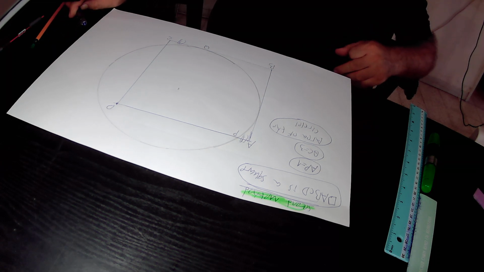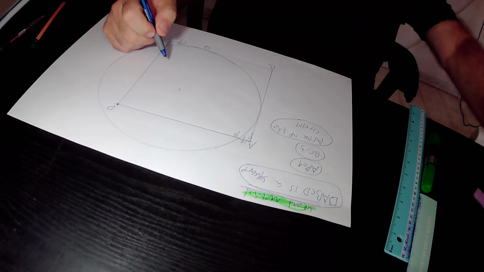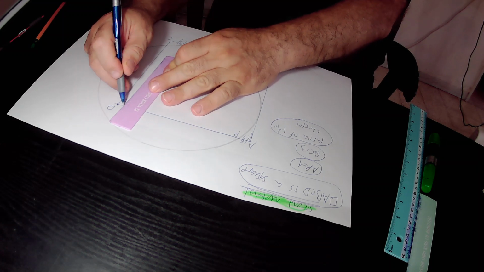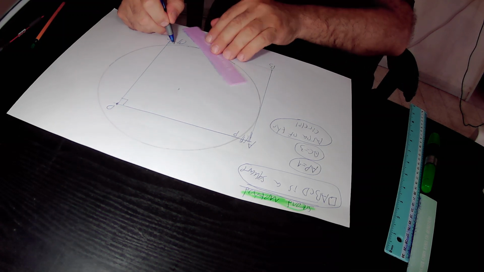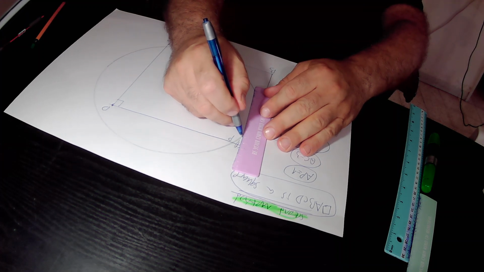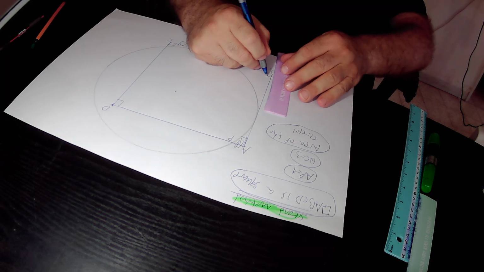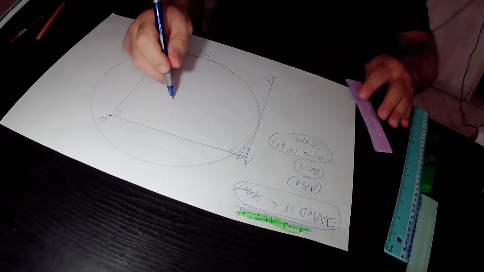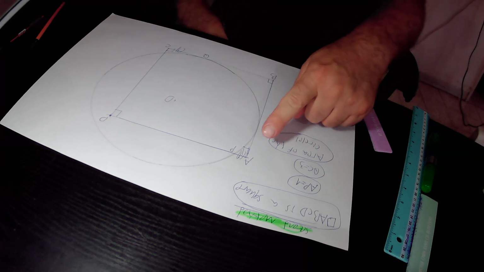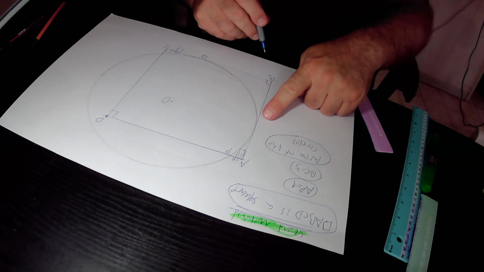So we know that all the angles inside square ABCD are right angles, so this is a right angle, this is also a right angle, this is a right angle, and finally this is also a right angle. We define the center of the circle. This point is point O. We define the point of tangency of tangent AB with this circle. This point is point S.